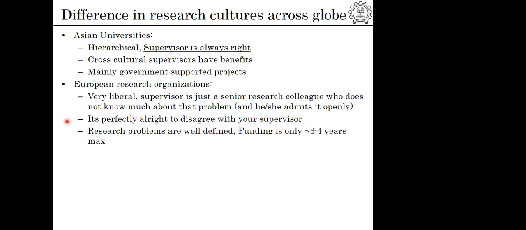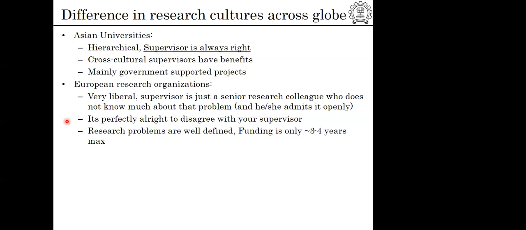And as I said, it is perfectly all right to disagree with the supervisor. If you are given a problem and you don't find it appealing, or if you don't agree with his or her solution approach, it is perfectly all right, and your supervisor will not really mind that.